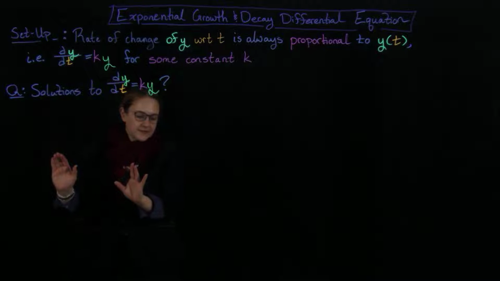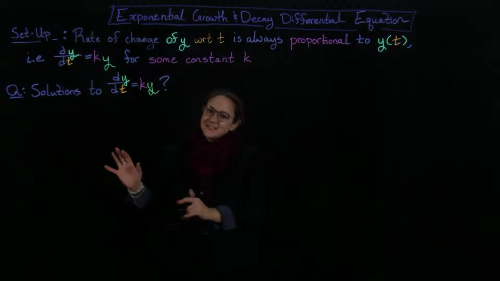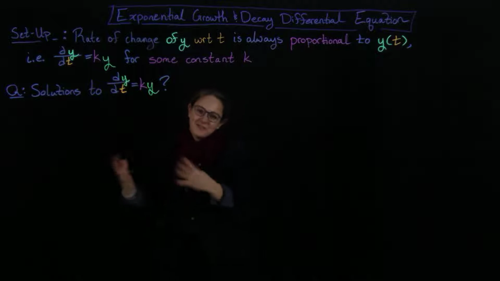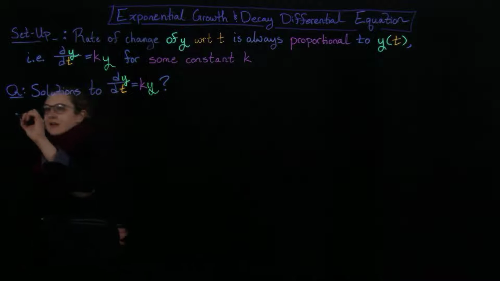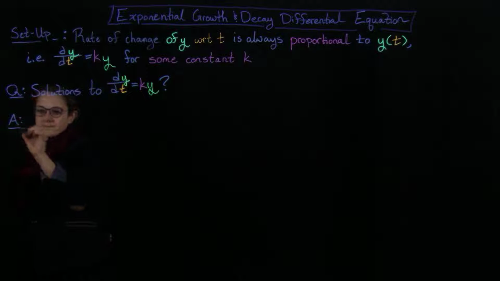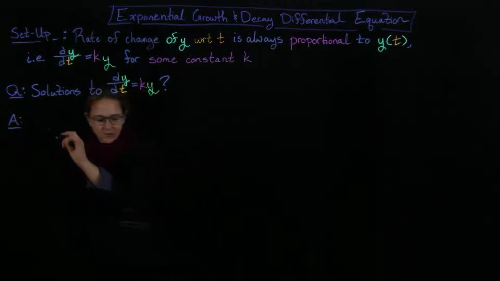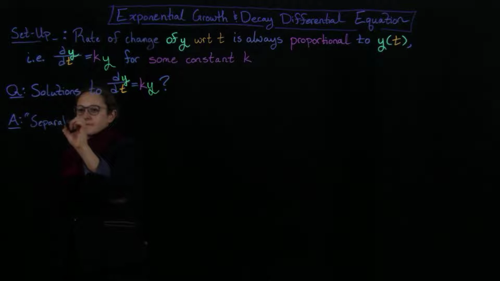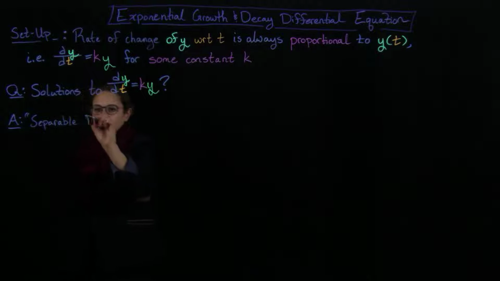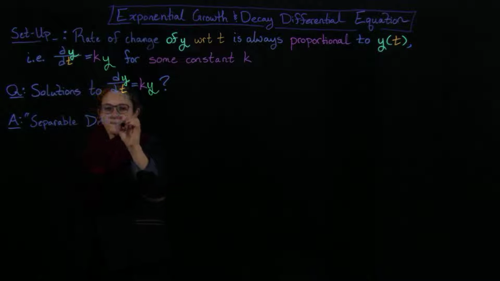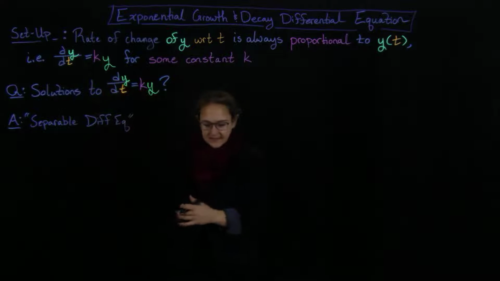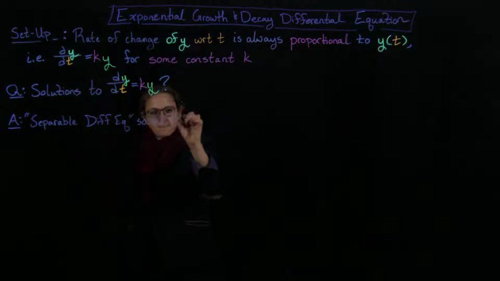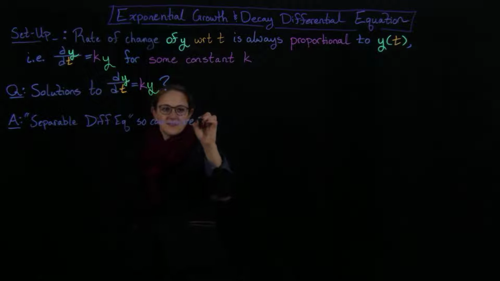The way to figure this out is that this is called a separable differential equation, and I'll show you how this means that we can actually get the solution. So let's go ahead and look at that. This is a separable differential equation, which means that we can solve it, and this is how you solve a separable differential equation.